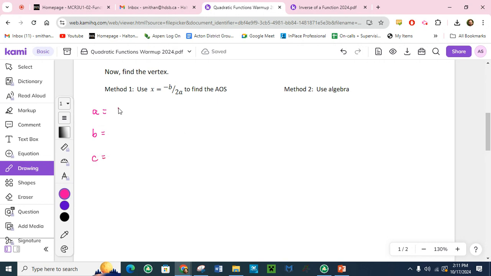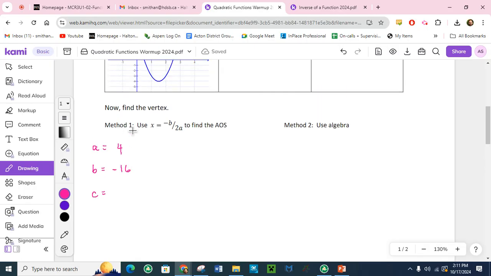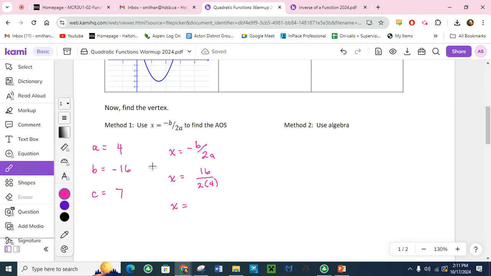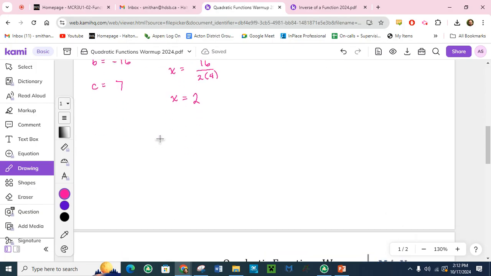So what do we got? We have 4, we had minus 16, and we had 7. So negative 16 over 2 times 4. Did you guys get negative 2 or positive 2? Oh, yeah, positive 2. 16 over 2 over 8. You guys got 2 for the axis of symmetry? All right, and then we're just finding f of 2.